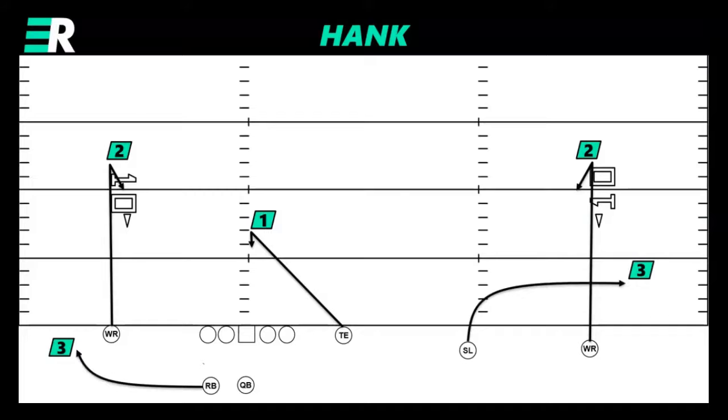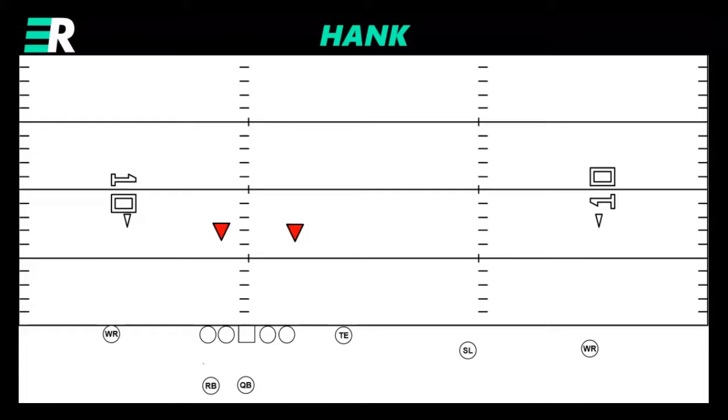The third route in the progression is a flat route by the number 2 receiver or a swing route by the running back. The quarterback will take a 3-step drop from the shotgun or 5-step drop from under center and throw the sit route at the top of the drop if the number 3 receiver is uncovered. But let's say the sit route is covered from the right.